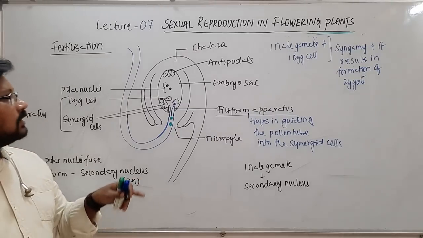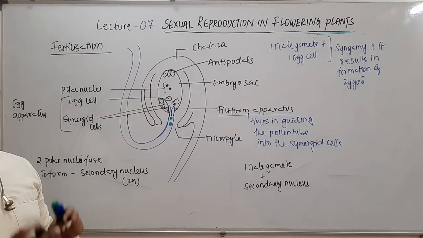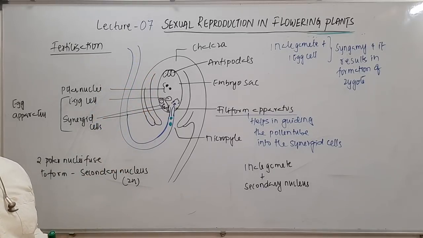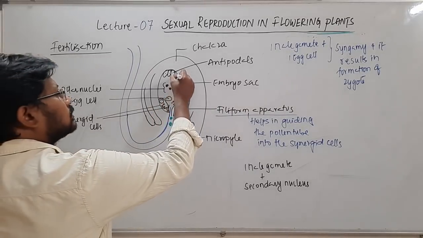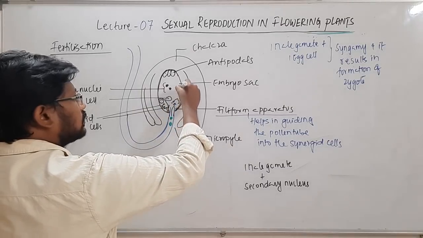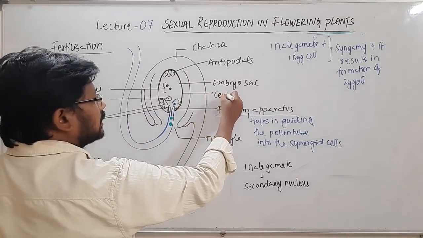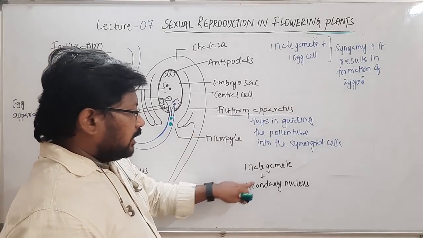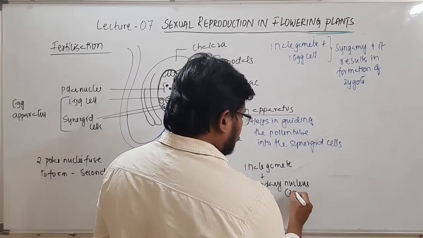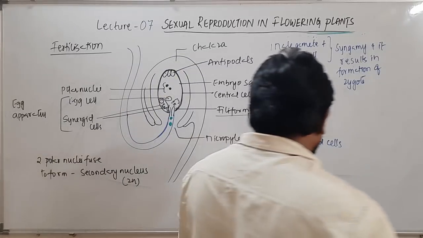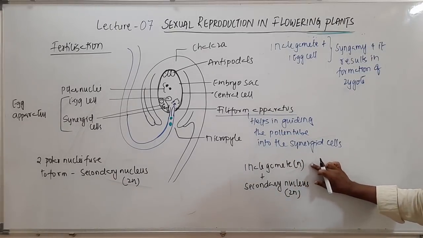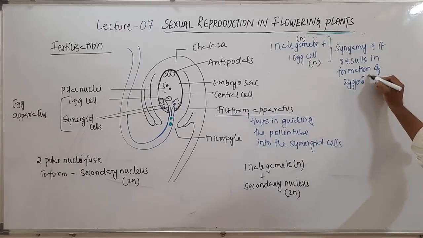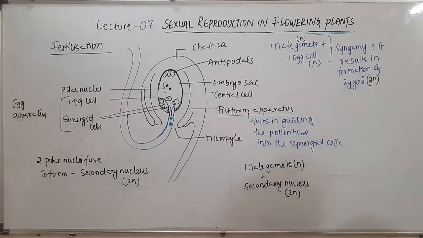I hope you remember that every cell in the embryo sac is haploid. So these antipodals, the polar nuclei, all those are haploid in condition. Now this overall is the largest cell, which we call the central cell. Now one male gamete is going to fuse with the secondary nucleus. As I told, the secondary nucleus is diploid and the male gamete is haploid. Whereas in this case, the egg cell is haploid and the male gamete is also haploid.